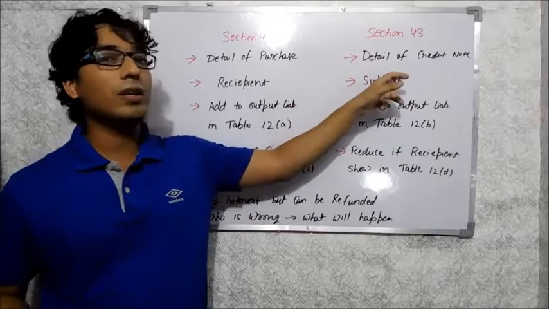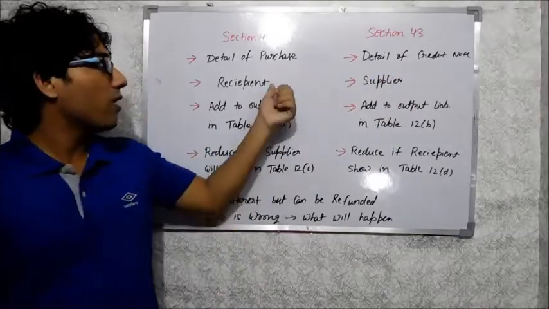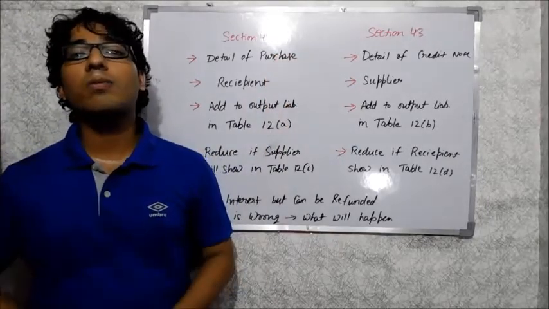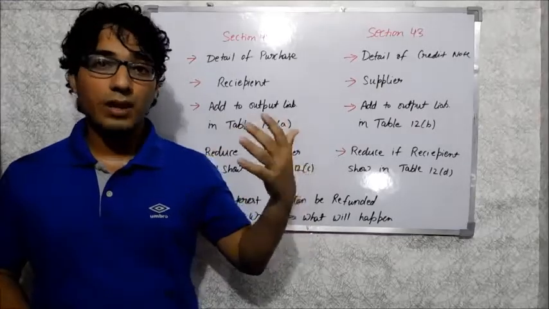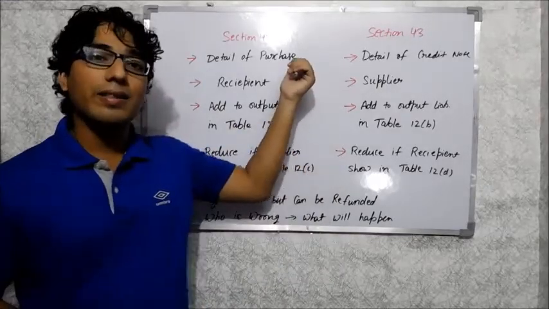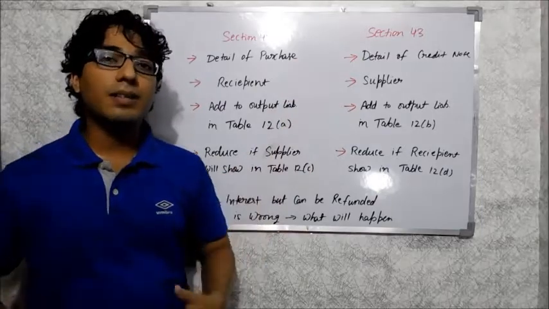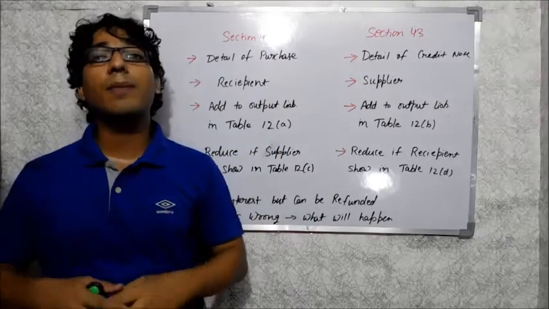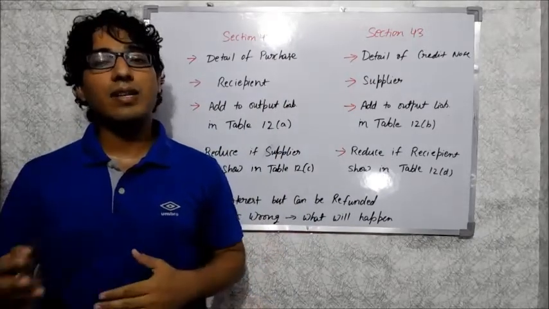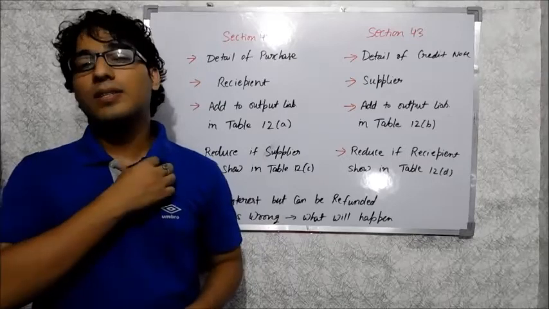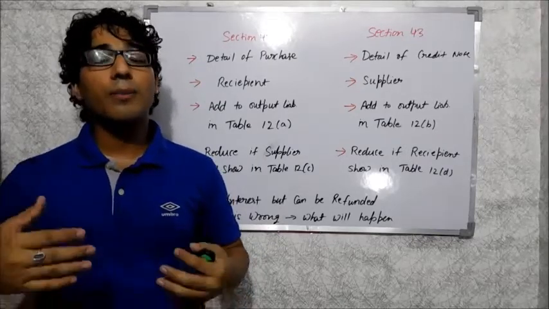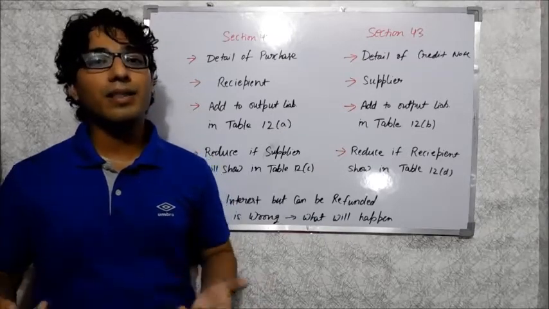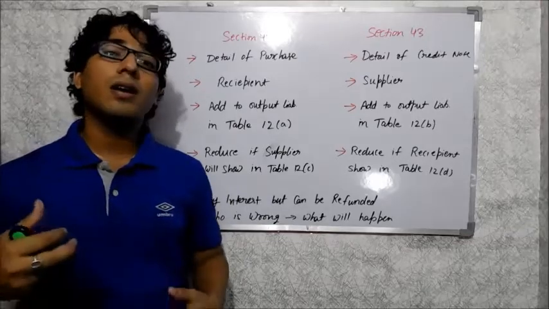So sections 42 and 43 are regarding those cases. First, if the details of input tax credit, the details of purchases, do not match the details of sales of the supplier, then there will be a discrepancy between the recipient as well as the supplier. That discrepancy will be communicated to both the supplier and the recipient in the prescribed method. I don't know how the method will be prescribed, but we will see it in the future.